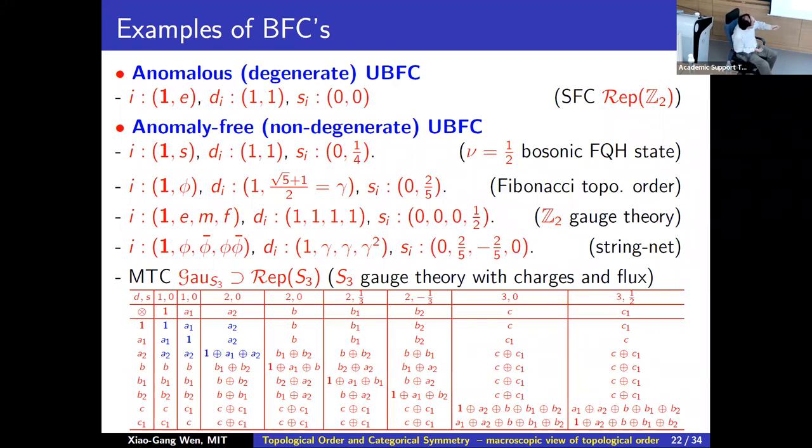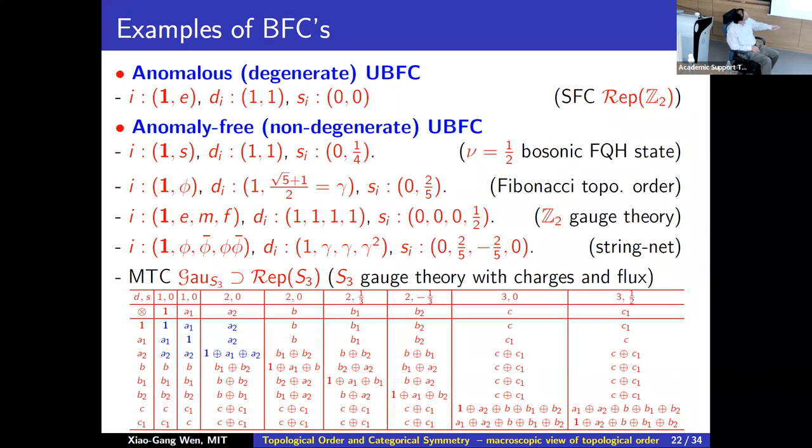And the third one is the toric code model. It's a Z2 gauge theory. So we have some examples. And then we'll also discuss the S3 gauge theory. S3 gauge theory has this data. So this one is a trivial excitation, with quantum dimension one and topological spin zero.